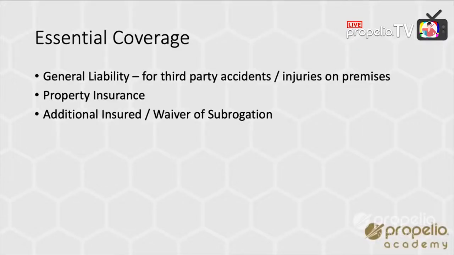Waiver of subrogation is some really fancy insurance words for protection against the other party's insurance company. Here's how waiver of subrogation works. You have insurance company X, let's say it's your insurance company. Insurance company Y is some other party's insurance company. Subrogation is the process. Why waiver of subrogation?